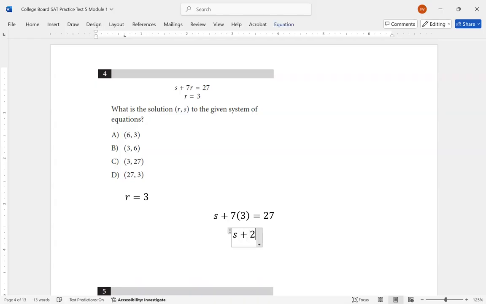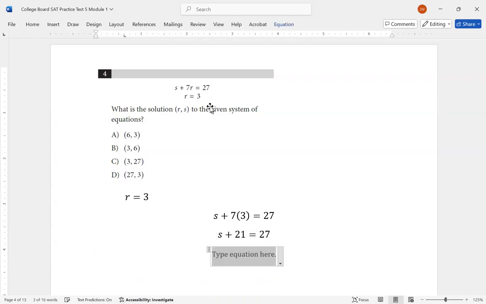We have S plus 21 is equal to 27. Subtracting 21 from both sides gives me an S value of 6. So the answer to question 4, since we have to do R comma S, R comes first, S comes second, is 3 comma 6. So B is the correct answer to problem number 4.